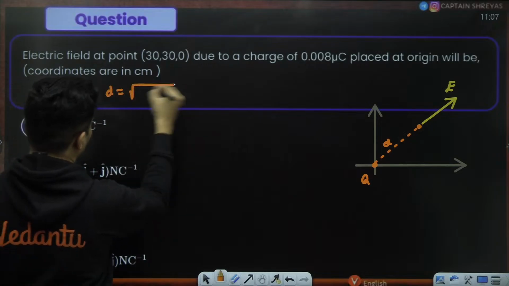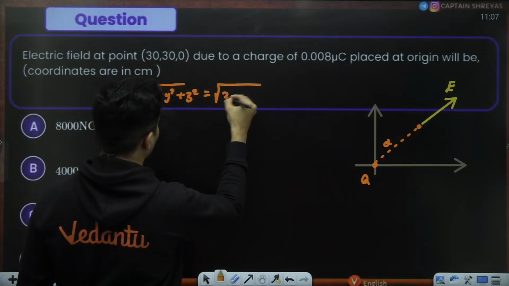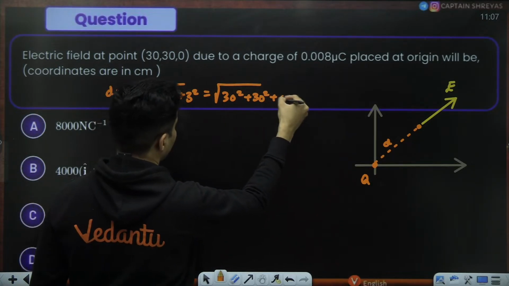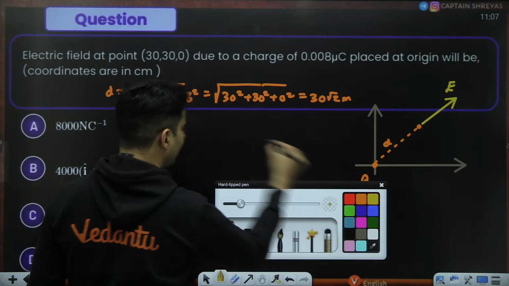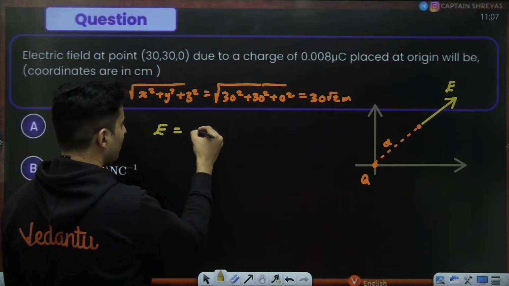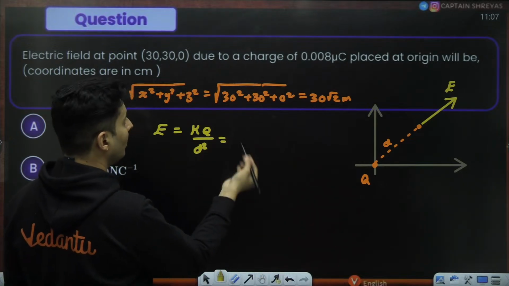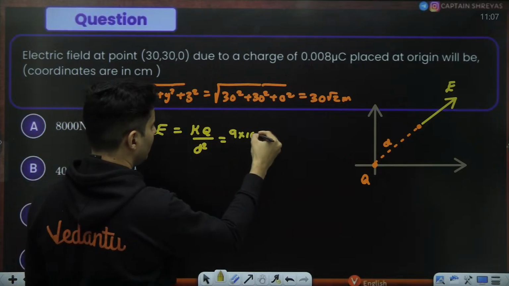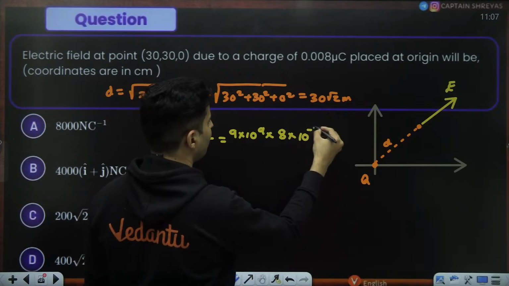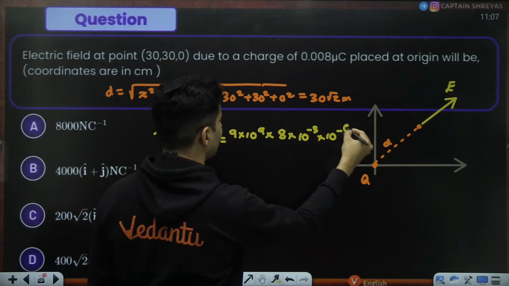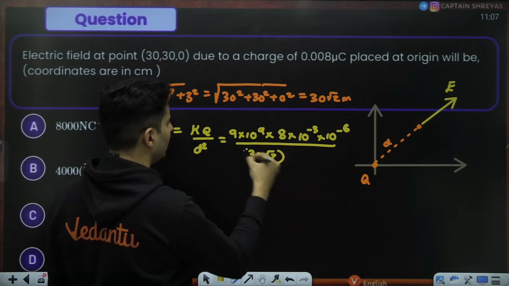That distance will be root of x coordinate square plus y coordinate square plus z coordinate square, which is nothing but root of 30 square plus 30 square plus 0 square. So it will be nothing but 30 root 2 meters. So what about the field? The electric field in magnitude will be kq divided by r square. In this case, r is d. So Coulomb constant is 9 into 10 to the power 9. Charge is 8 into 10 to the power minus 3 micro, so 10 to the power minus 6 again. Whole thing divided by distance, 30 root 2, then the whole square.